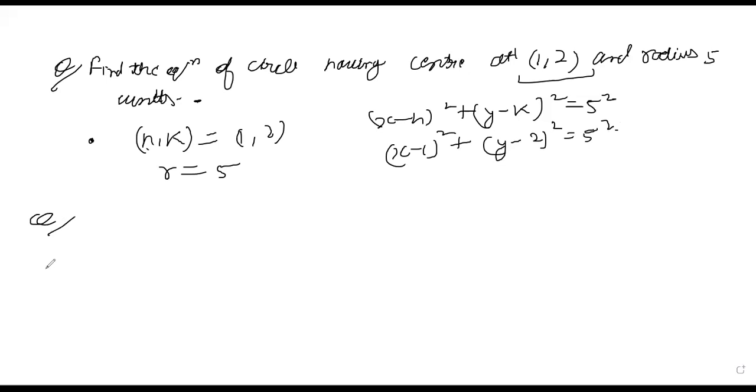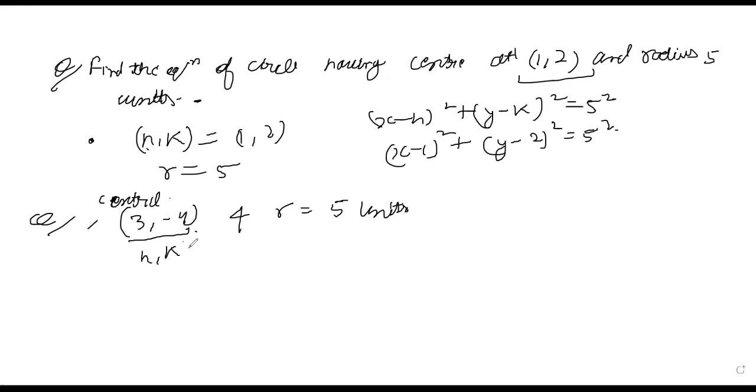Now tell me the equation of circle which has center coordinates 3 comma minus 4 and radius 5 units. Now tell me the equation. x minus h square plus y minus k square equals r square. Yes, that's the general formula. Now put the value of center. This is the center coordinates. It's 3 comma minus 4. Center.